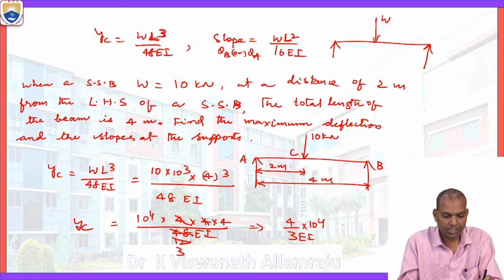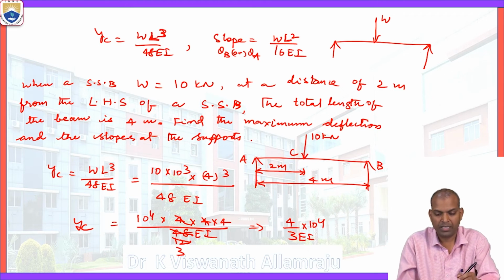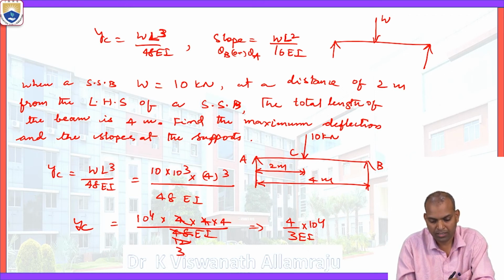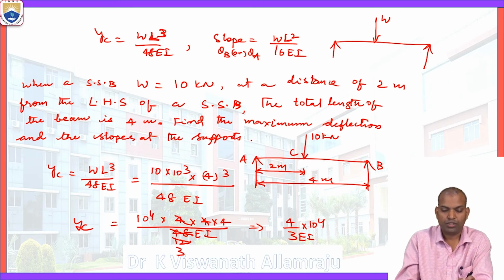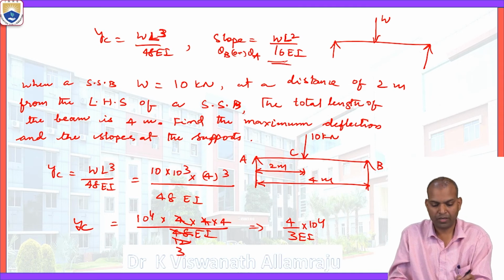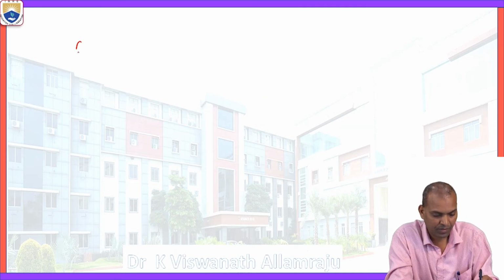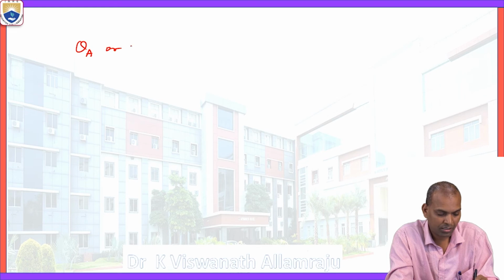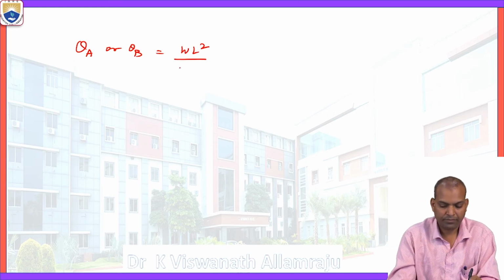Now what about next? Slope. The slope takes place at the supports A and B. Substitute in the formula of WL square by 16 EI. Theta A or theta B both are equal. WL square by 16 EI.